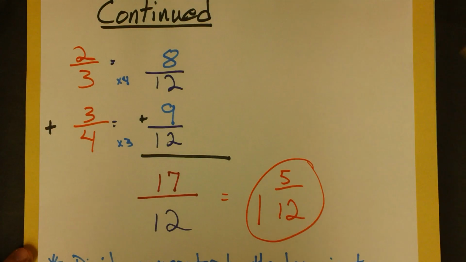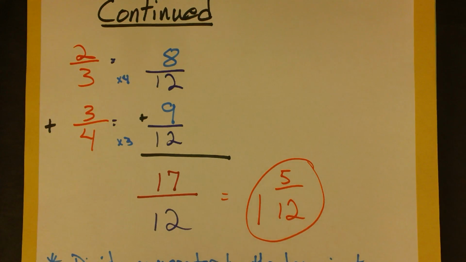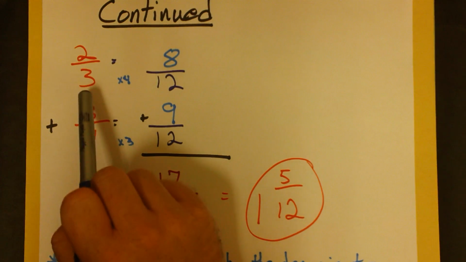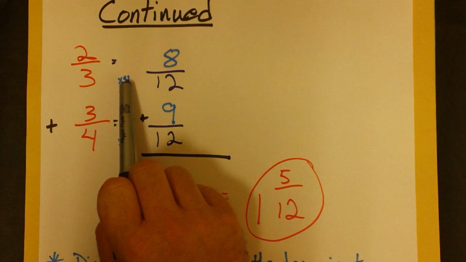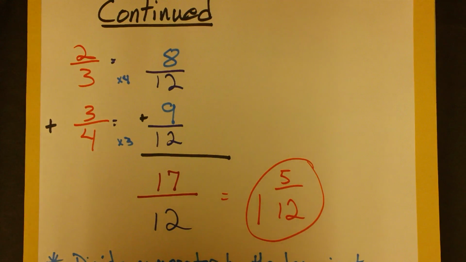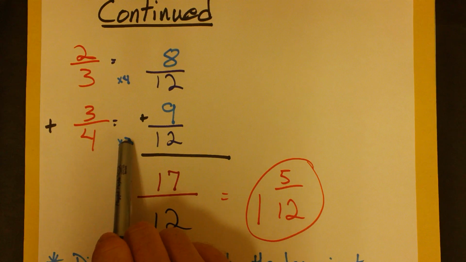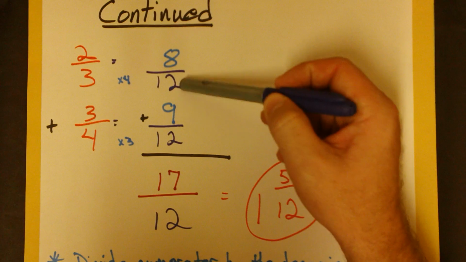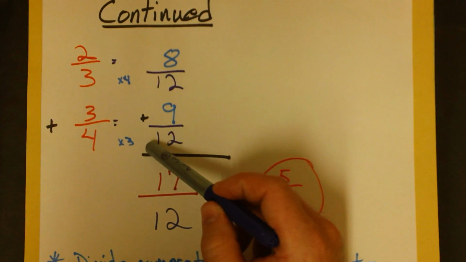Let's continue this problem. I've written them vertically, 2/3 plus 3/4. What we're going to do is change the denominator to 12. So for 2/3, to get from 3 to 12, we multiply times 4. So we're going to multiply 2 times 4 and get 8. In the fraction 3/4, the 4 becomes a 12 by multiplying times 3. So we're going to multiply 3 times 3 and get 9. Now we have fractions with common denominators. So we add 8 plus 9 and get 17 over 12.